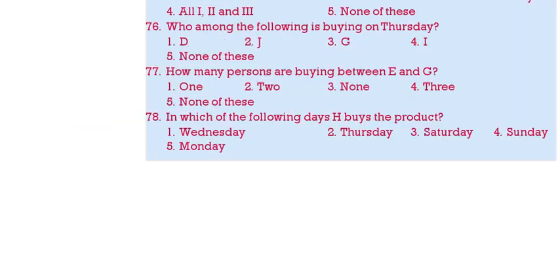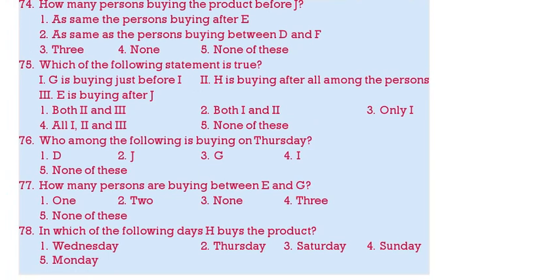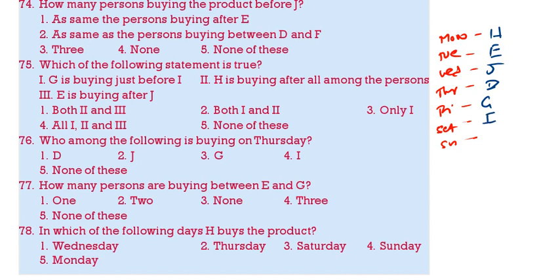Now come to the questions. See, again I will write Monday, Tuesday, Wednesday, Thursday, Friday, Saturday, Sunday. Write down the names of the persons: H, E, J, D, G, I, F. How many are buying before J? Before J there are only 2 persons. The number of persons between D and F: between D and F there are 2 persons. So 2 is the correct answer.